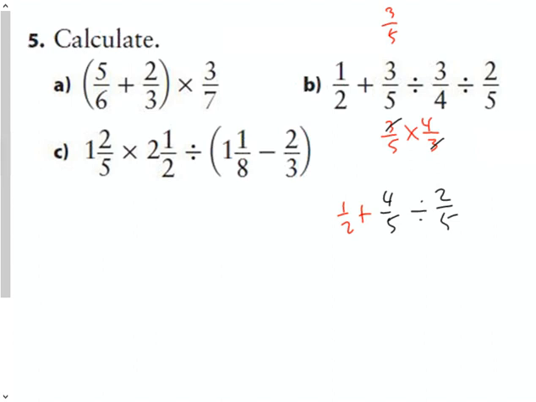Now I'm going to keep your first one, keep the 4/5, and multiply by the reciprocal of 2/5, which is 5 over 2. And again, I can't in good conscience not cross-reduce that, because when I cross-reduce that multiplication, it becomes 1/2 plus 2.